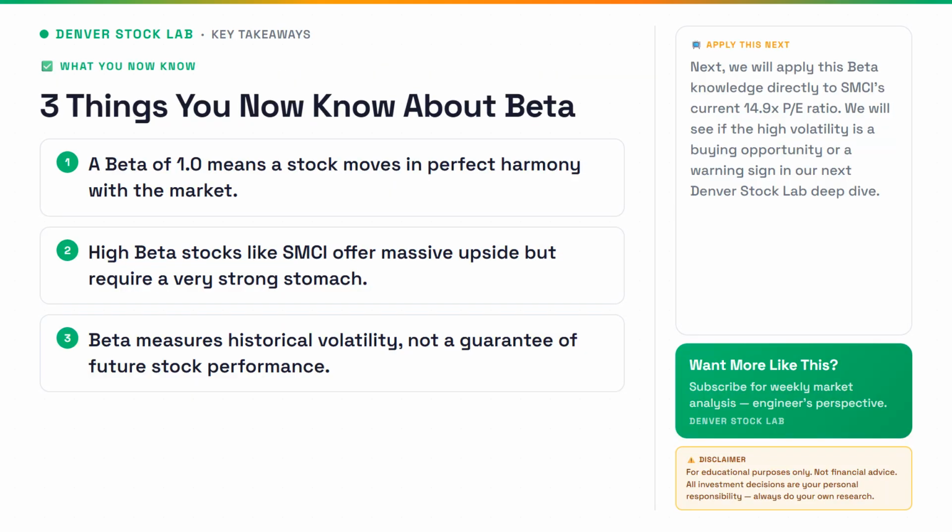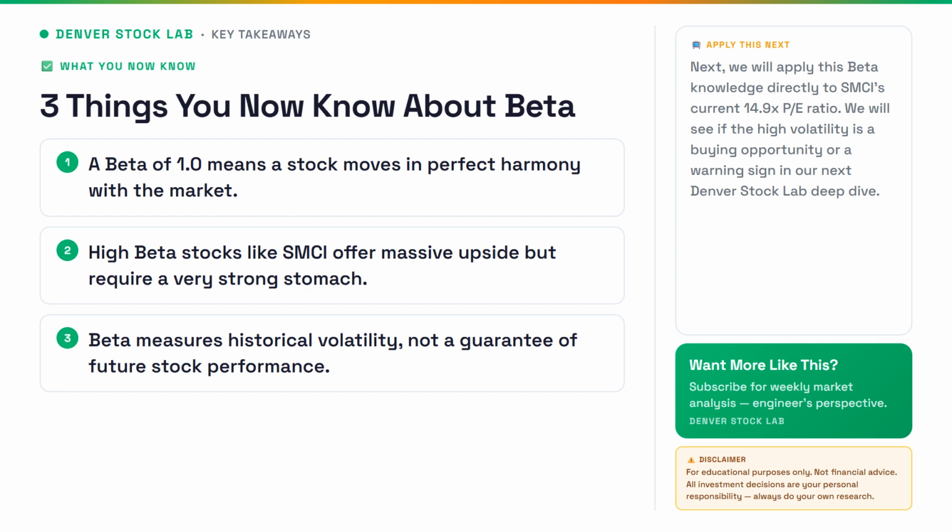Let us summarize the 3 key takeaways from this episode. First, beta is simply a speed limit sign that measures volatility. A beta of 1.0 means the stock moves in perfect harmony with the market. A beta below 1.0 is a steady, protective minivan, while a beta above 1.0 is a high-speed, high-risk sports car.